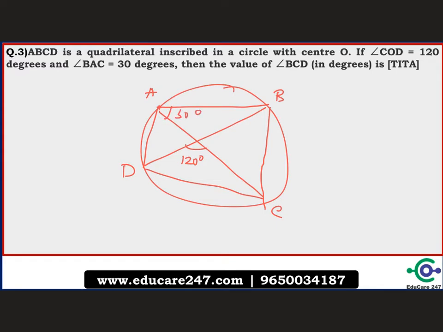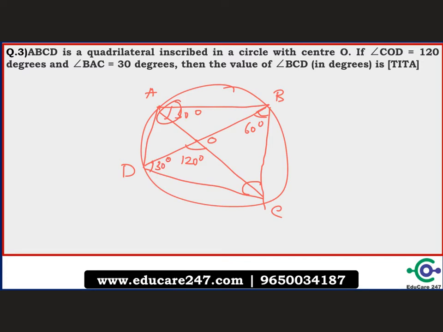And what we have to find out? We have to find out BCD. So keep one thing in mind: the angle subtended at the center, since this is the center O, is always twice the angle subtended at any part of the circumference on the circle. So this will be 60 degrees. Also this is given as 30 degrees, hence this will also be 30 degrees.